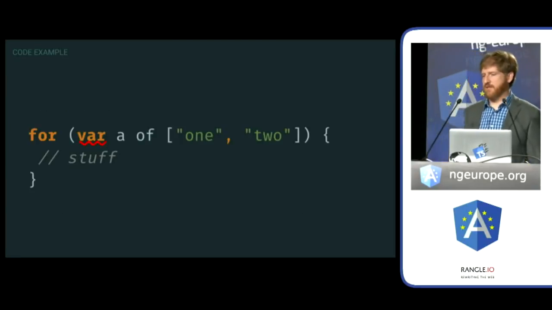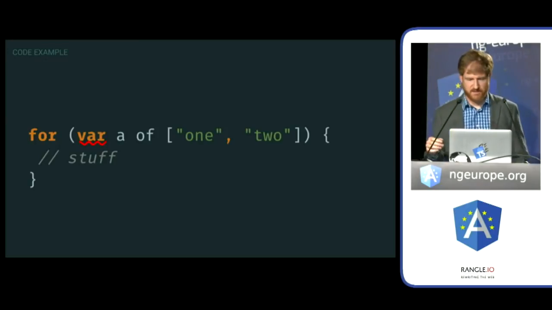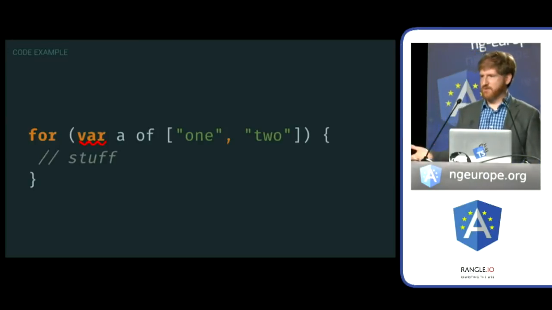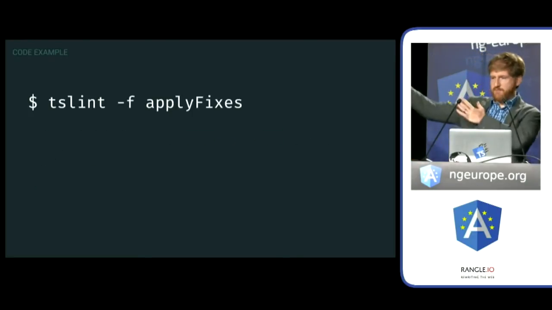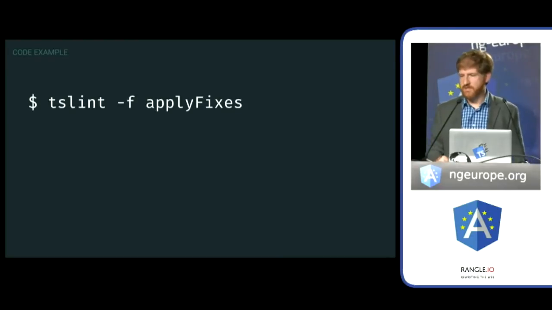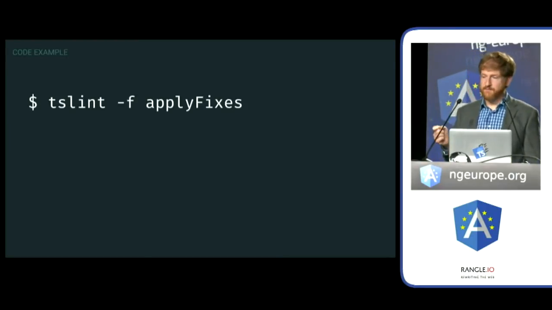OK, another static analysis example. So here we don't like var. Var has non-lexical scoping, and so it causes weird bugs. And of course, now that we have ES6, we have let and const, which completely replace it. So the solution, bam, we run another tool to fix it for us. In this case, we can run tslint with a formatter that says to apply the fixes to the original source file. If you've never heard of this, it's because it's brand new.